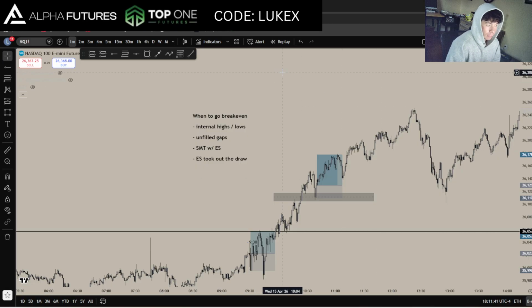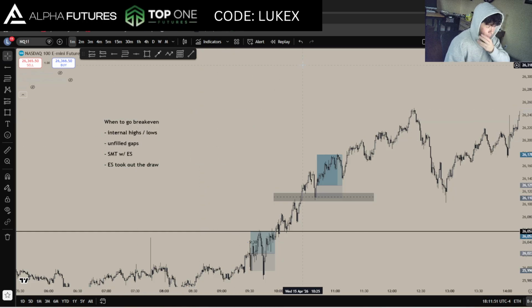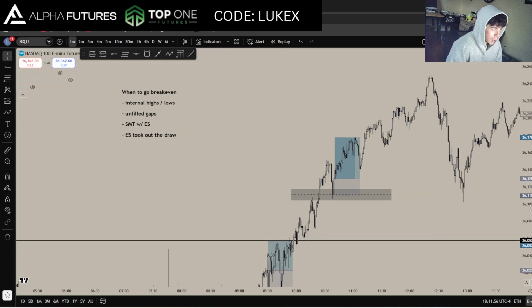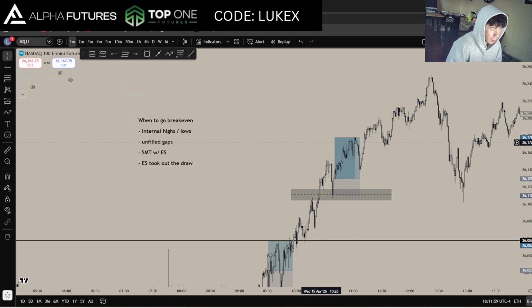So when to go break even, I would copy this list. These are the main times that I go break even. So it's when an internal high or an internal low gets taken out. So let me run through one at a time here, right? Internal high, internal low can be two things. I'll just read them over and then I'll go through these examples quick.